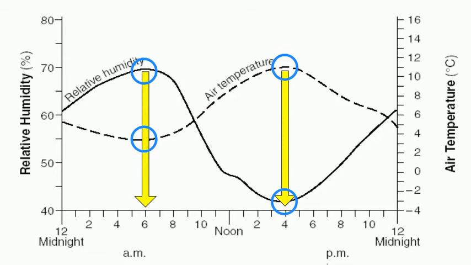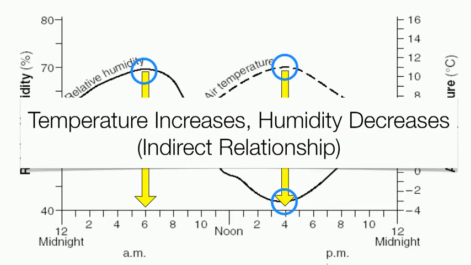Well, what do we know about the relationship between relative humidity and air temperature? They are indirect. Temperature goes up, humidity goes down because warm air expands. Humidity goes up when temperature goes down because cold air contracts. So definitely know the difference in regards to the different times of day when the humidity is going to be highest and when humidity is going to be the lowest.